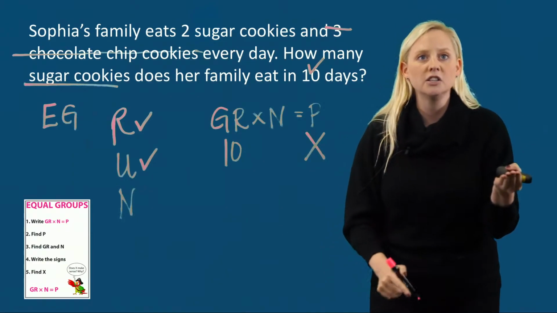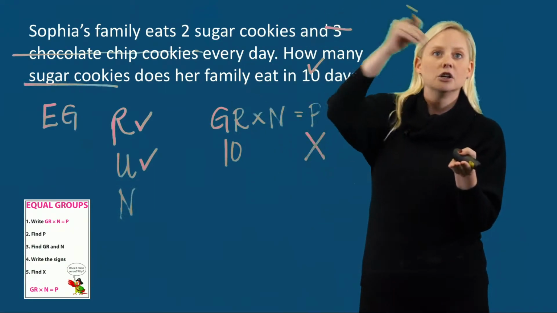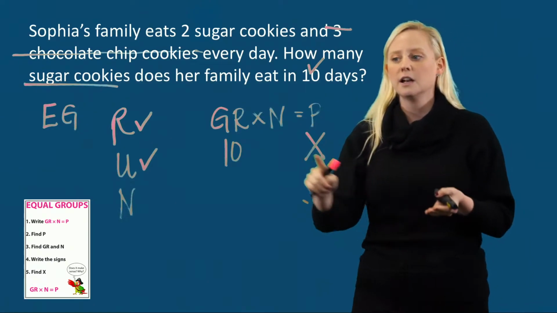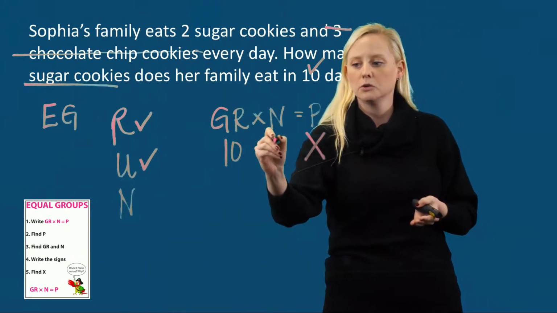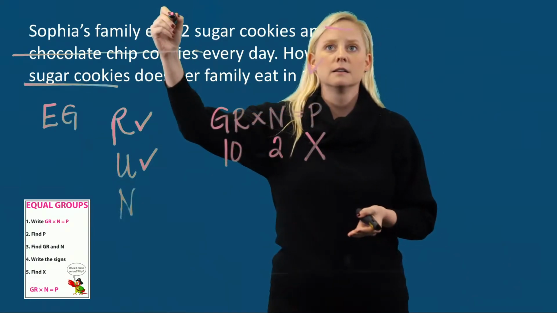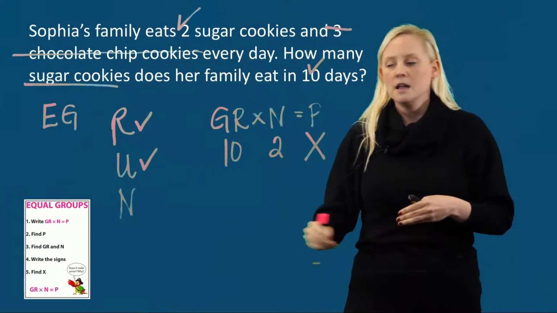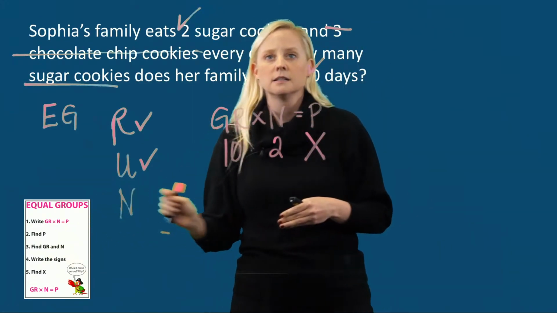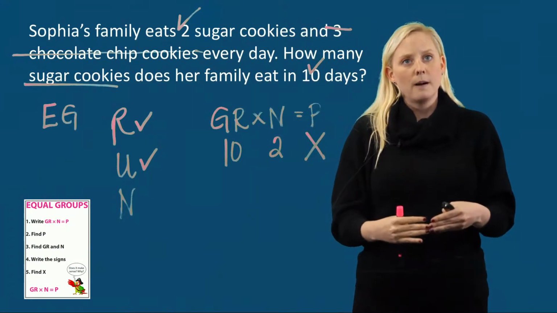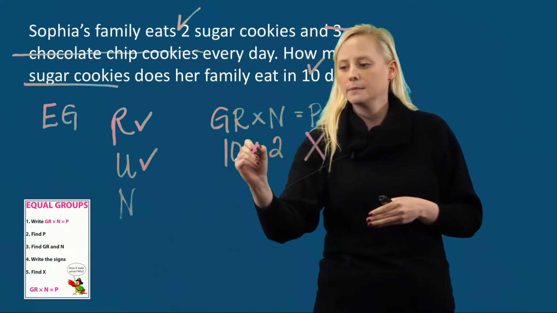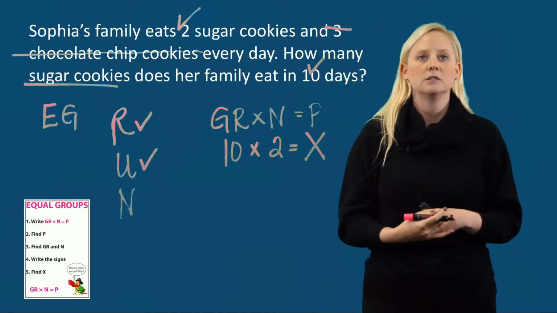We know that for each day, Sophia's family ate 2 sugar cookies. So the number in each group is 2. So I'm going to put a 2 right here. And I'm going to check off that number to let me know I've already used it. Now step 4 is write the signs. Anytime I have an equal groups problem, my signs are always times and the same as. So I'm going to go ahead and do that.